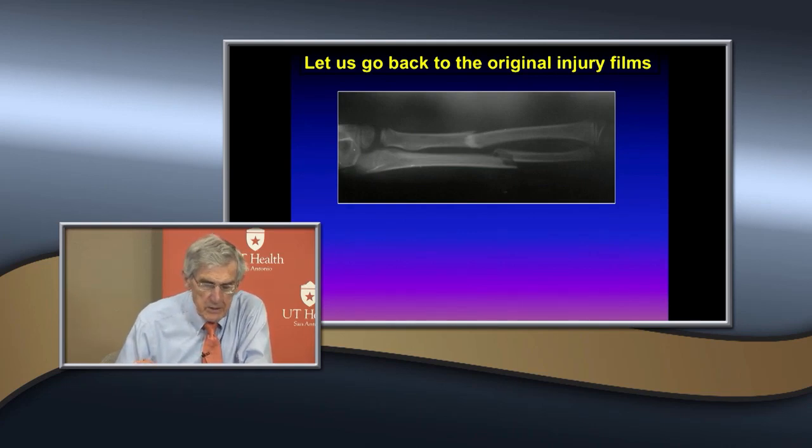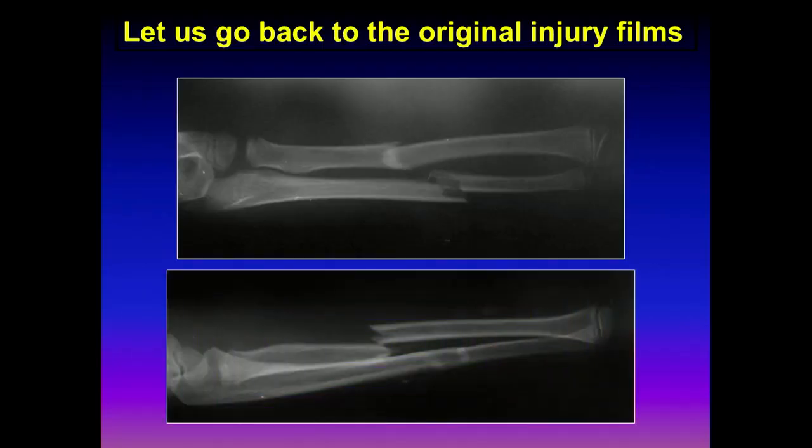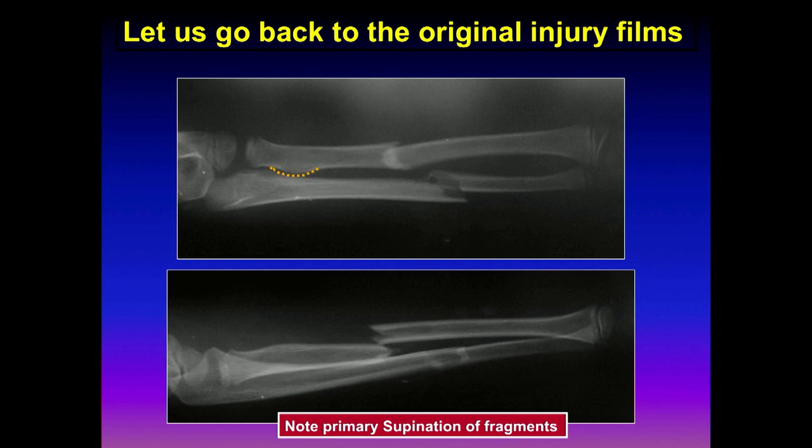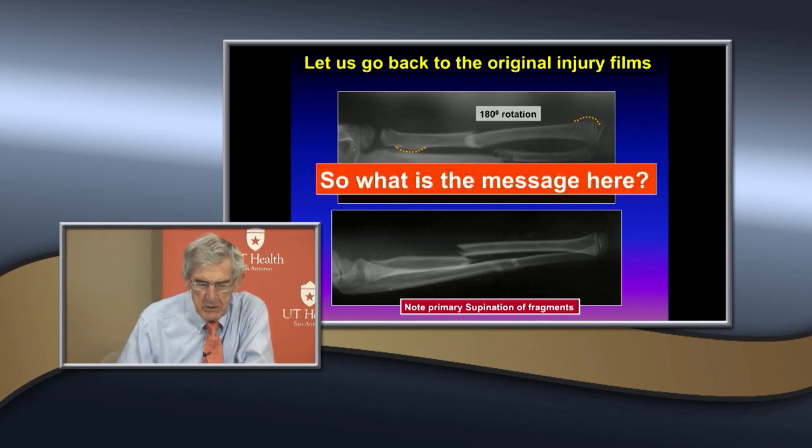Now, really, what you need to do is go back to your original x-rays and see what's happened here. Well, if you look at the original x-rays, you had really primary supination of that proximal fragment, and it was pretty well aligned initially, but when they put it into 90 degrees of neutral, you just rotated the distal fragment, and remember, you can't control that proximal fragment. So it had 180 degrees of rotation.